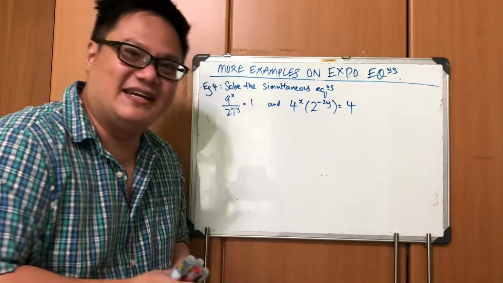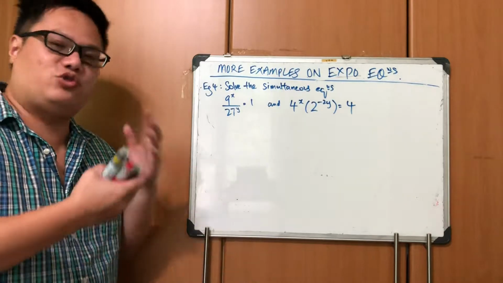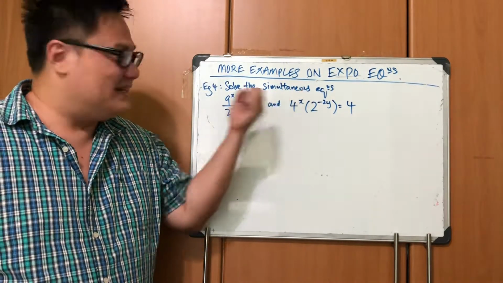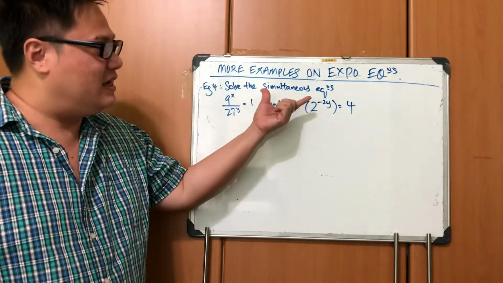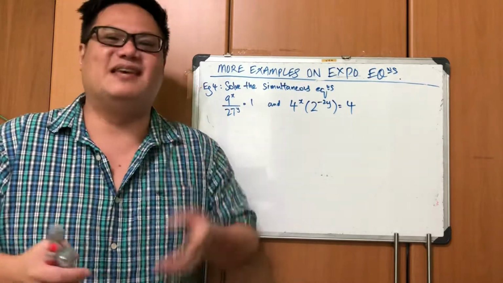Okay, so far so good. Okay, let's move on to our last example. So let's try one that involves simultaneous equations. Let's solve simultaneous equations that involve exponential equations. How to do? Don't worry, let me give you an example.